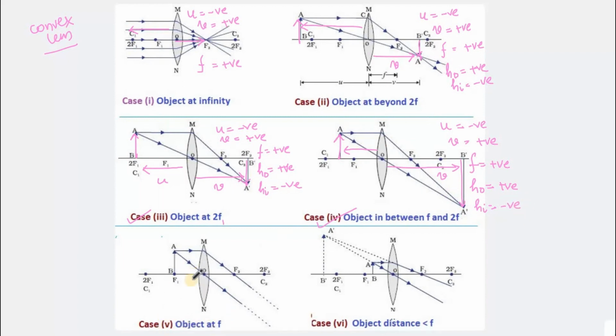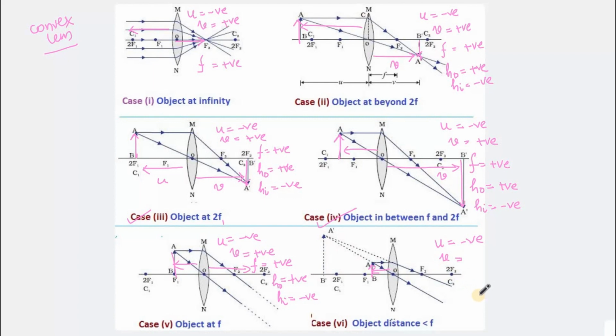Now the next case, object at f. So u will be negative over here because this is u. And v, the image is formed at infinity, but to measure it we have to go towards the right from the optical center, so v will be positive. f is positive. The height of the object is lying above the principal axis, so it's positive, and the height of the image is lying below the principal axis, so it's negative. In this case, this is the object AB. To measure it, we have to go towards the left from the optical center, so the object distance is negative.